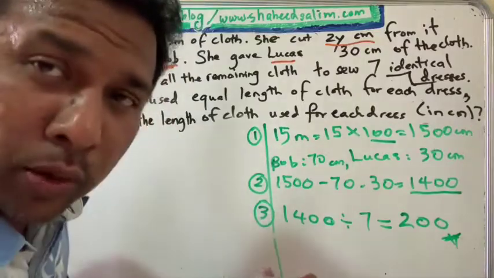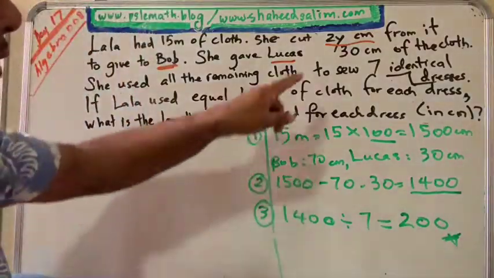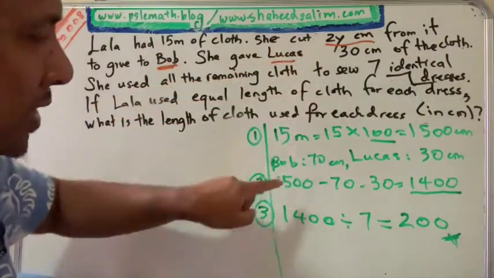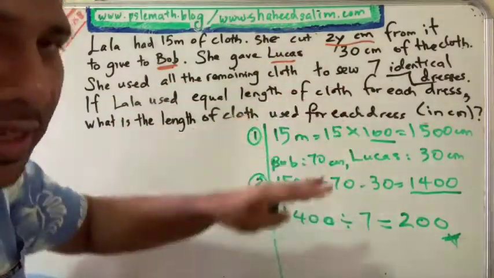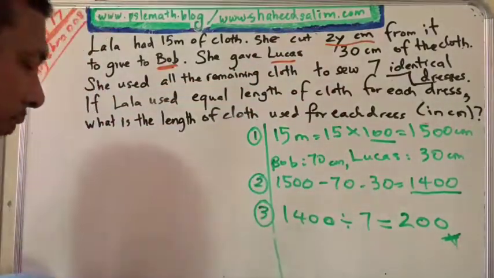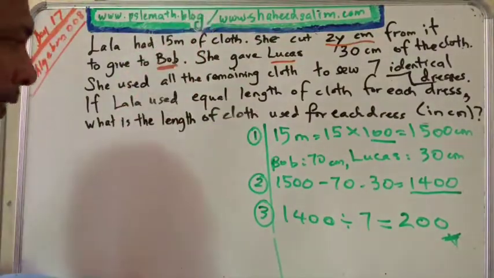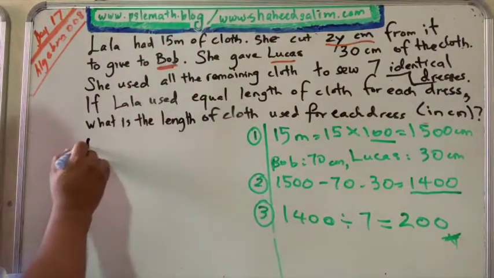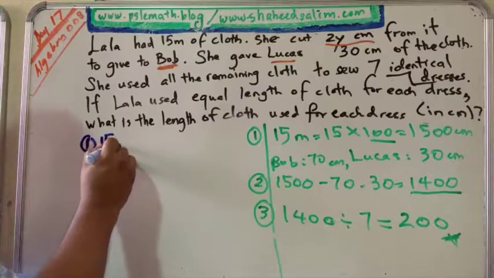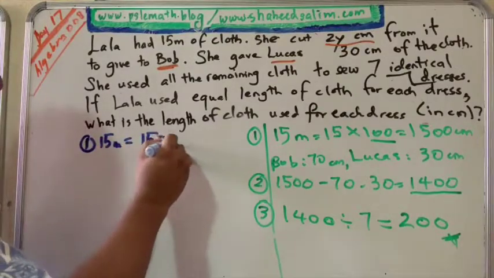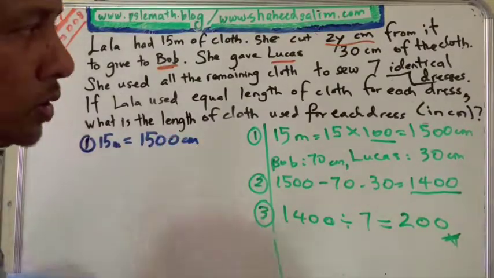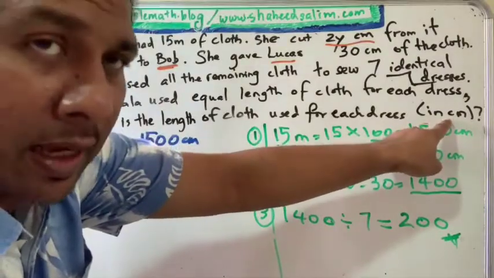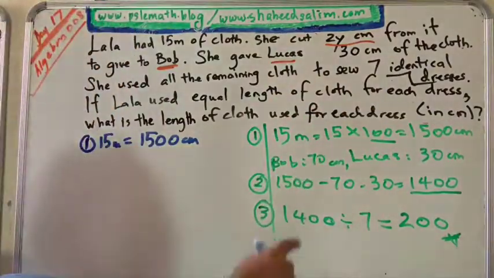But this is not the actual answer to the question, because I have replaced 2y with 70 so that you can see the steps. Now let's do it with the 2y. Alright? First step is the same. 15 meters. You change it to cm. Why do you change it to cm? Because the answer is supposed to be in cm. So let's change it now.